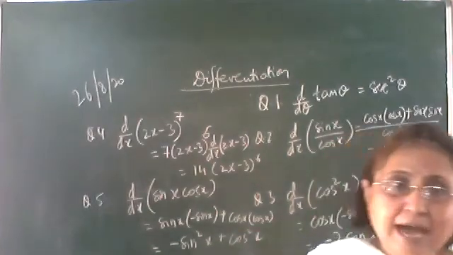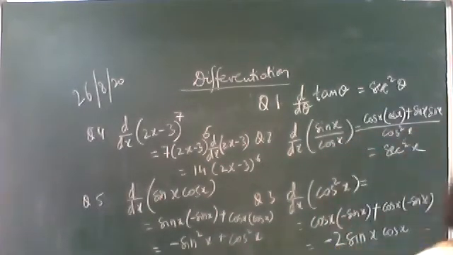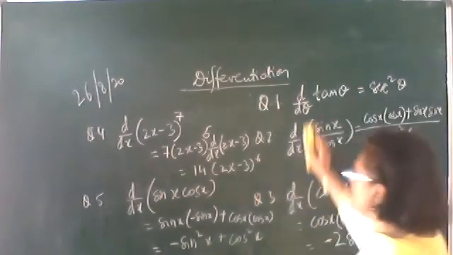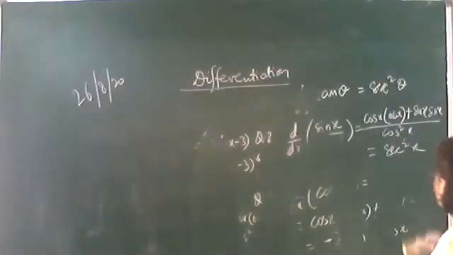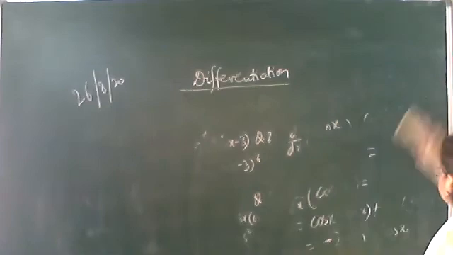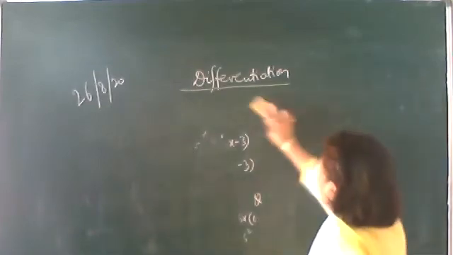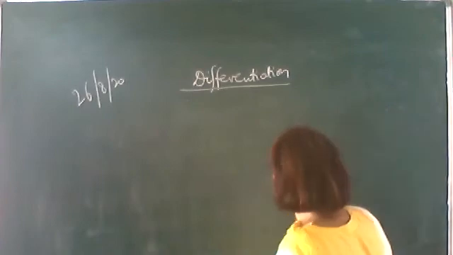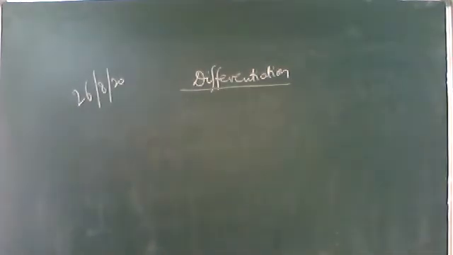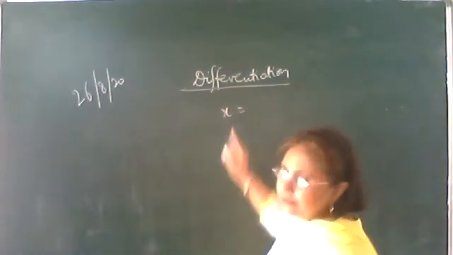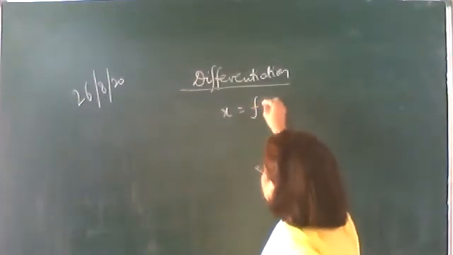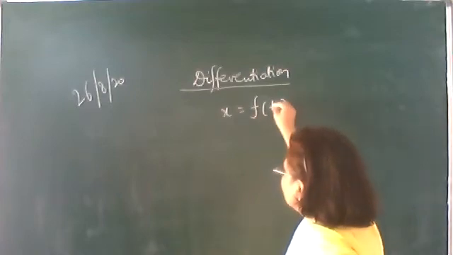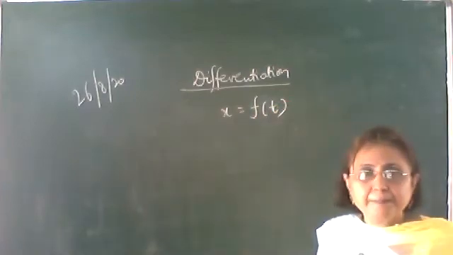Okay, now we'll study the applications of differentiation in physics. How to apply this differentiation in physics. This part we have studied only the mathematical part. Now here we'll study the applications in physics. We know that whenever a particle is moving, the distance traveled or the displacement, let us represent the distance or displacement as x, which is a function of time.